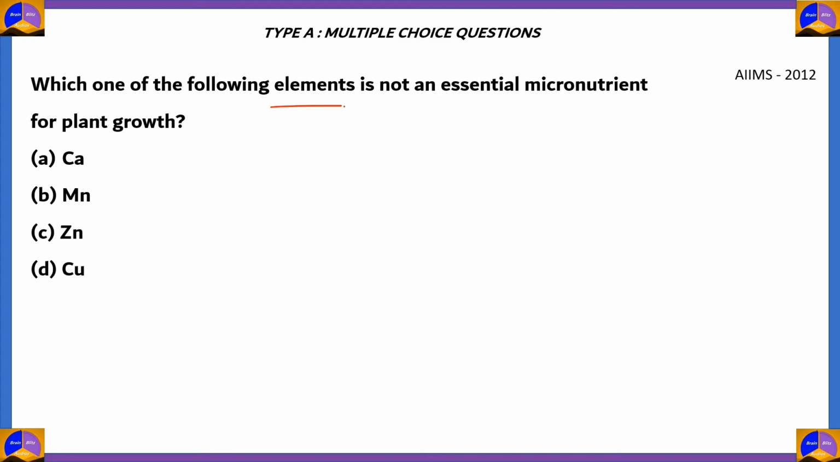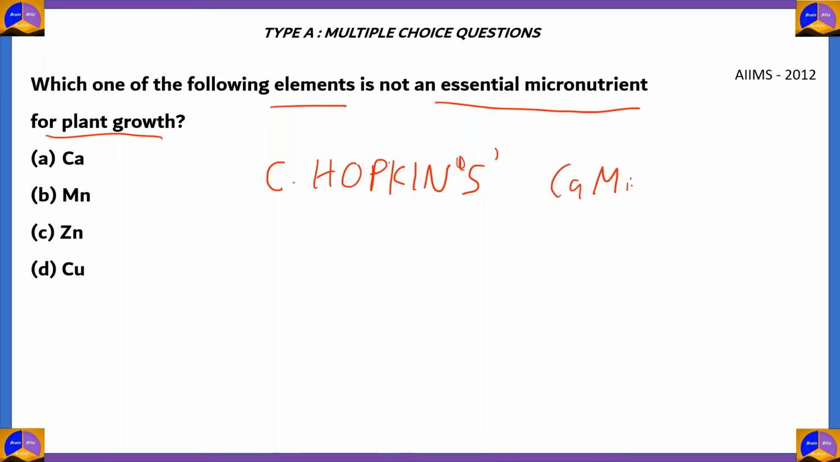Which one of the following elements is not an essential micronutrient for plant growth? We need to find out which of these goes into the mnemonic C. Hopkins coming. So over here, this is carbon, hydrogen, oxygen, phosphorus, potassium, nitrogen, sulfur, calcium, and magnesium. Over here, copper, which is option D, does not come in this mnemonic.